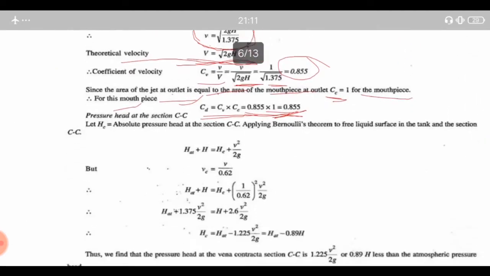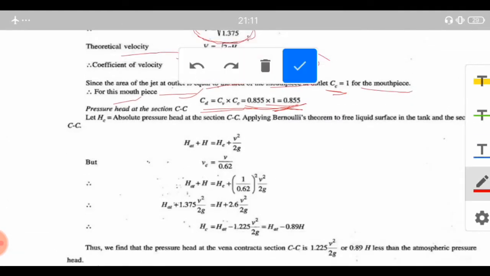So therefore the pressure head at the section Cc, let Hc be the absolute pressure head at section Cc.